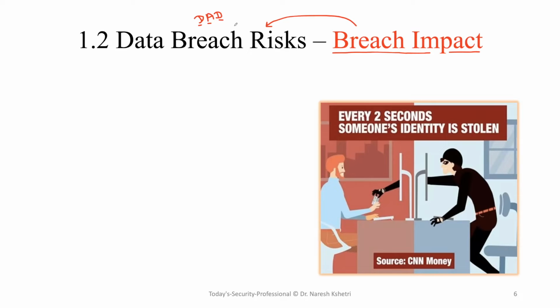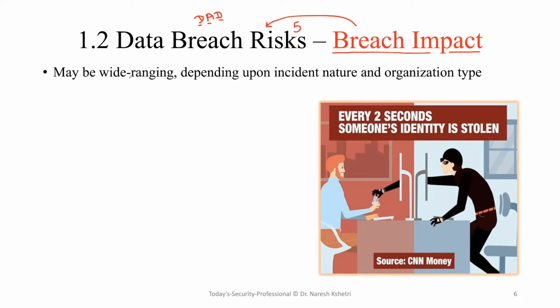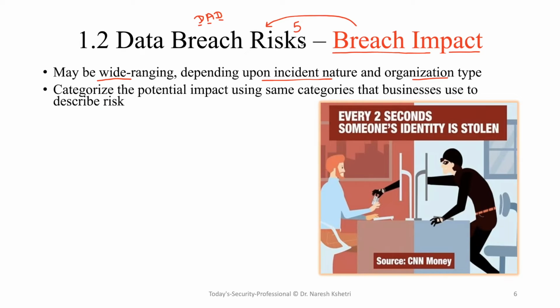Okay, so let's go ahead and explore one by one the five types of risk. The risk may be wide ranging, depending upon the nature of the incident, that means what happened exactly, and the organization type. Some are multinational organizations, MNCs, some are local organizations, depending upon the size of the organization, the budget, and the functioning. So the risk of a data breach varies. Here we categorize the potential impact using some categories that businesses use to describe the risk. There are a total of 5 types of risk.